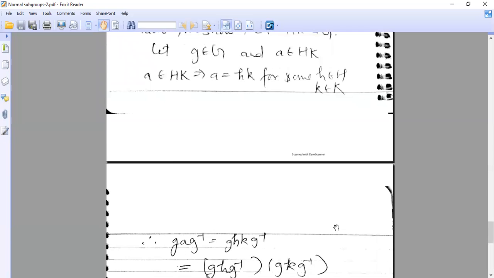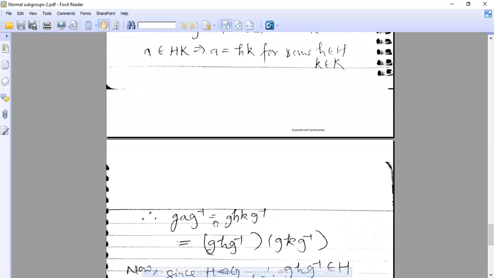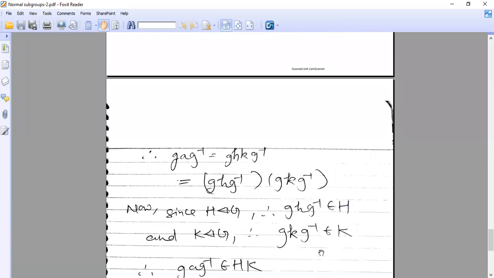Therefore, gag inverse will be equal to g into hk, because a is equal to hk. So this will be equal to g hk g inverse. Then this can be written as g h g inverse into g k g inverse. So this g h g inverse belongs to the subgroup H, because H is a normal subgroup. And K is also a normal subgroup, so this should belong to K.